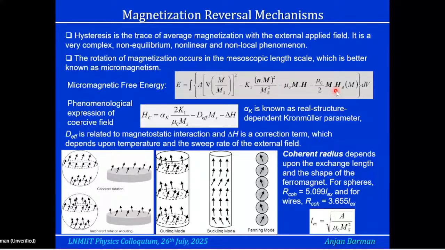So now, if you actually solve it, the phenomenological expression for the coercive field that you can find is given by alpha_K times 2K1 over mu_0 Ms, minus N_effective times Ms, minus delta H. So this is what you get. Alpha_K is called the Kronmuller parameter, and so on. So you can find a formula by which, if you know the anisotropy, the magnetization, and so on, you can calculate it. But you will still not be able to see how it occurred.